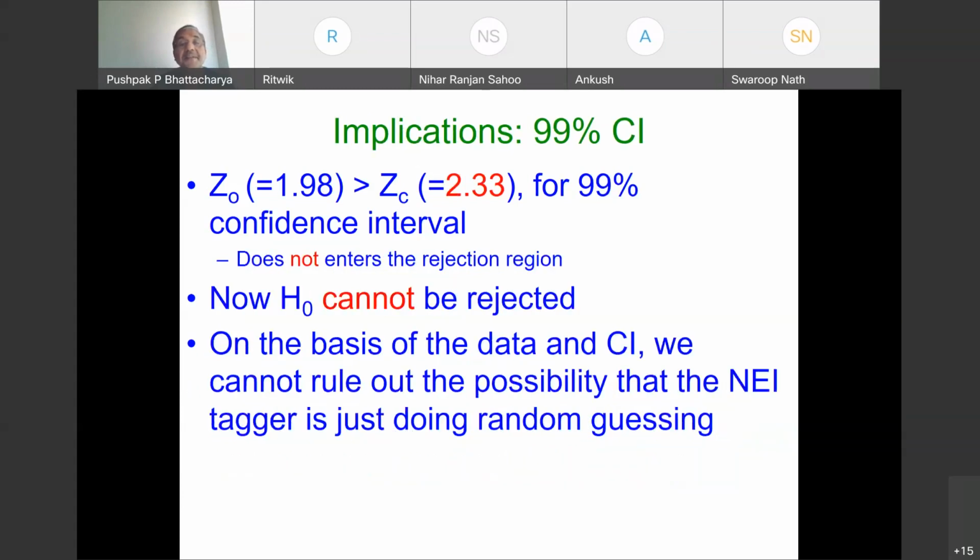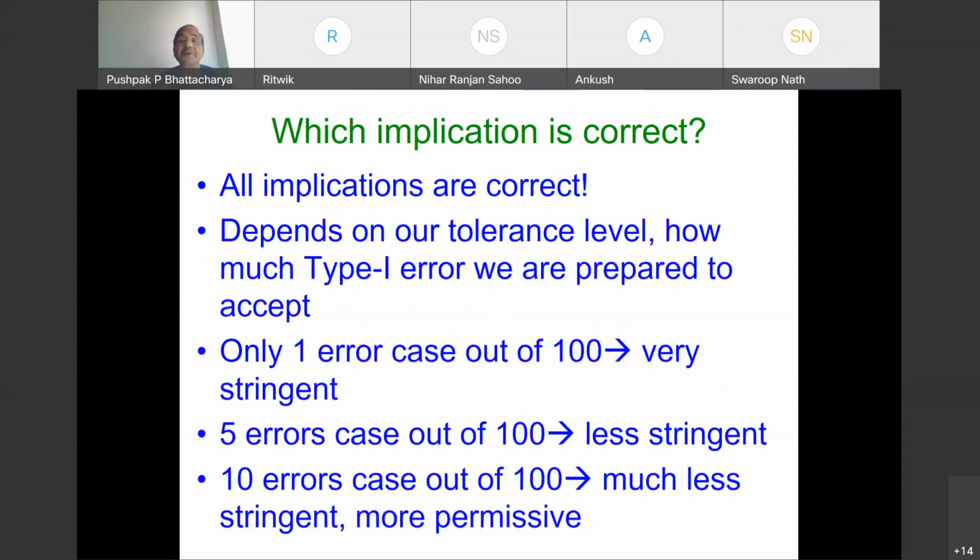What happens if we demand 99% confidence interval? Now my tolerance limit is very low. I'm not prepared to tolerate wrong rejections. Okay. Now Z critical will be 2.33 and Z observed does not enter the rejection region. So Z is less than Z critical. Now H0 cannot be rejected. On the basis of the data and confidence interval, we cannot rule out the possibility that named entity identifier is just doing random guessing.